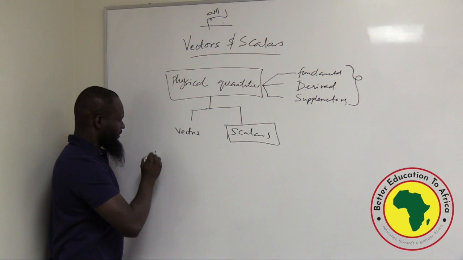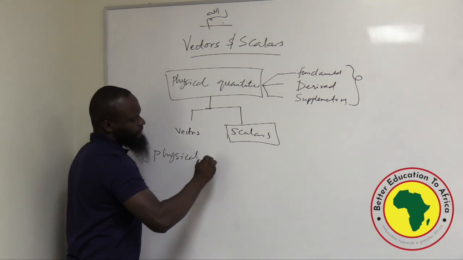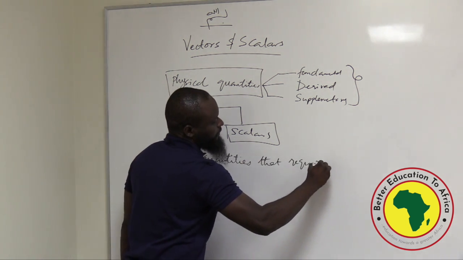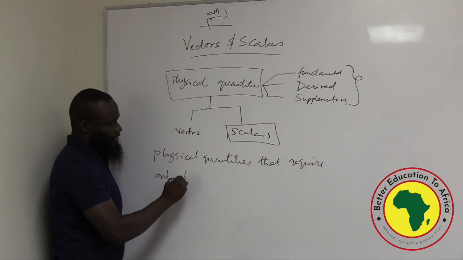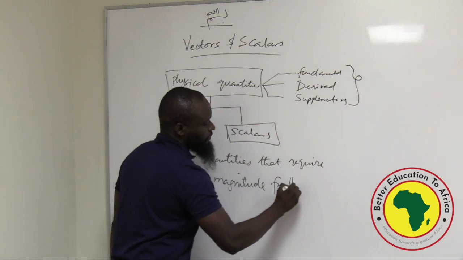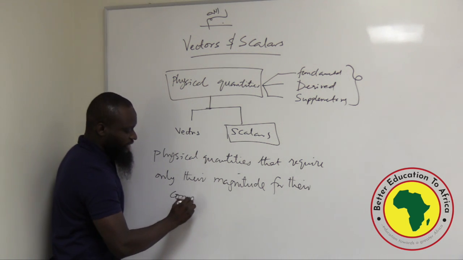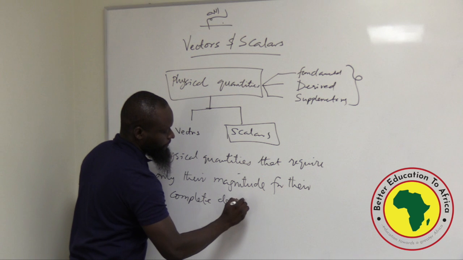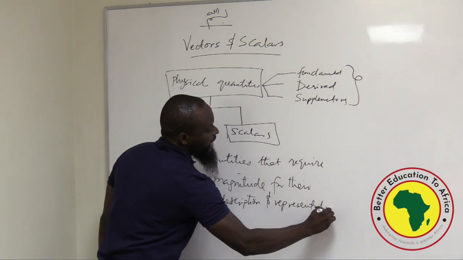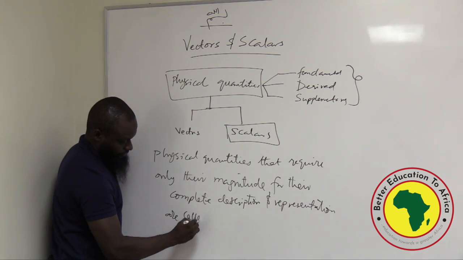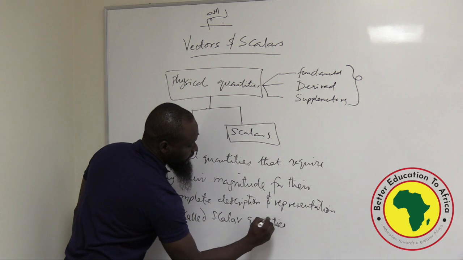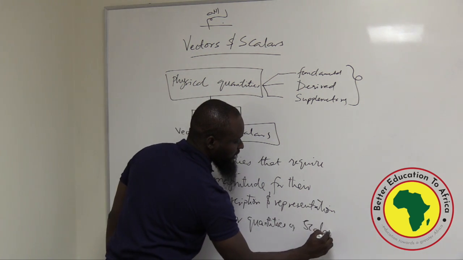So we say physical quantities that require only their magnitude for their complete description and representation are called scalar quantities, or just scalars.